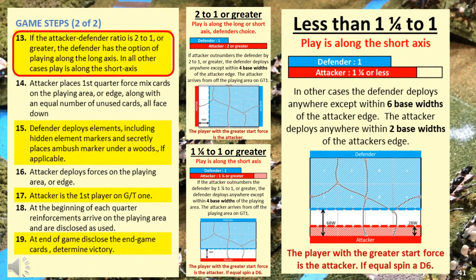The ratio between each side's points total affects the deployment. In this case, the ratio between the attacker and defender is less than 1 1/4 to 1, so the defender can deploy anywhere on the playing area except within 6 base widths of the attacker's player's edge. The attacker can deploy anywhere within 2 base widths of the friendly player edge, or can arrive on game turn 1 on the friendly player edge. The deployment cards are in the original 54 player card deck and describe the 3 deployment options available.